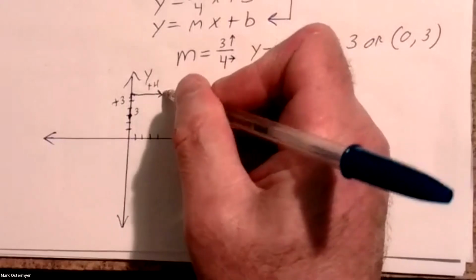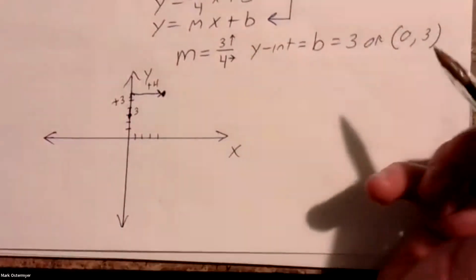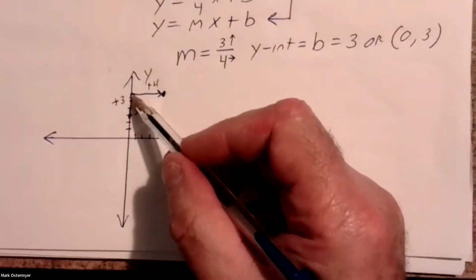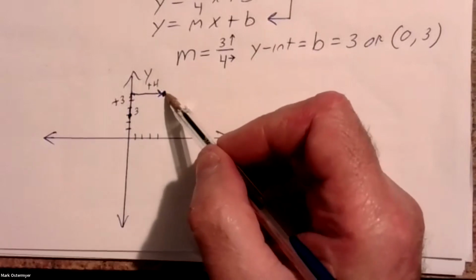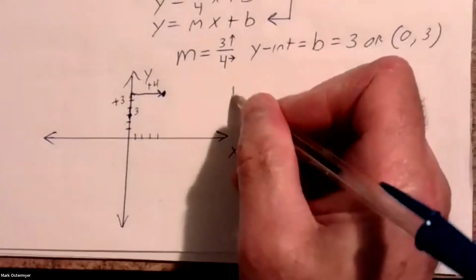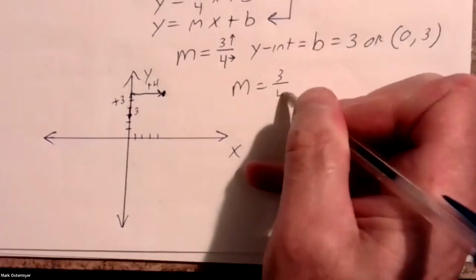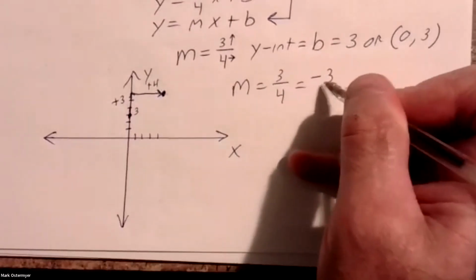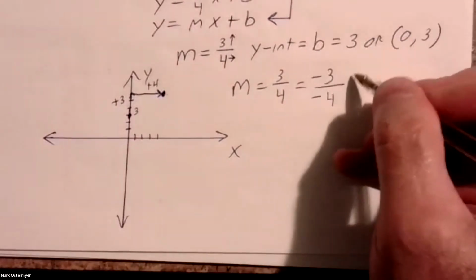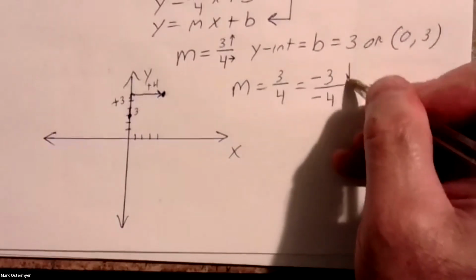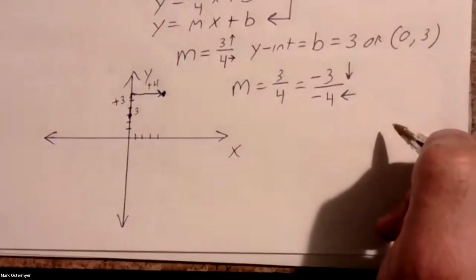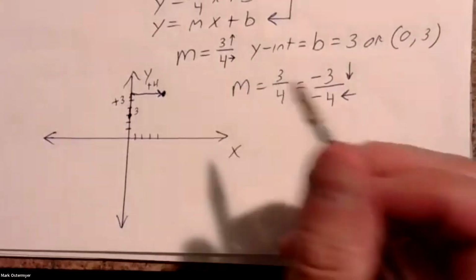And now I can plot another point on my line right there. So from my y-intercept, I went up 3 and 4 to the right, plot a point. And you could view this slope, instead of being a positive 3 over positive 4, equivalently as negative 3 over negative 4, same thing. Which means for my y-intercept, I could have gone down 3 and 4 to the left. Same thing, same slope, same line.